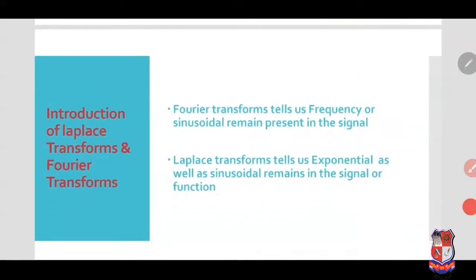These are some things you can write down in your notebook, which I already explained: the Fourier transform tells us which frequencies or sinusoids remain present in the signal, and the Laplace transform tells us which exponentials as well as sinusoids remain in the signal or function. So how it is formed, we will see over here.